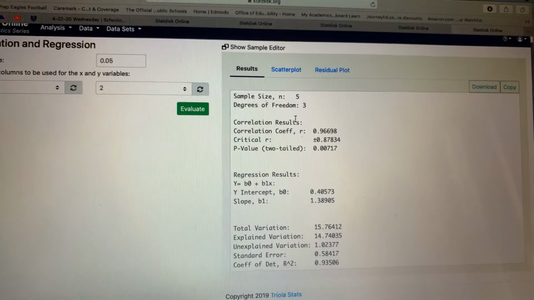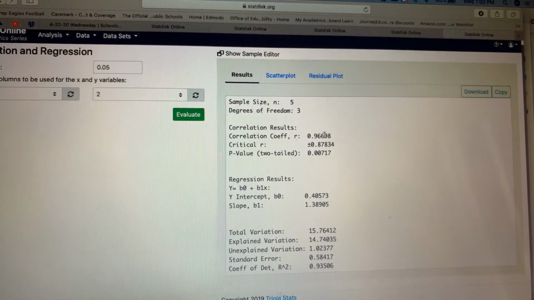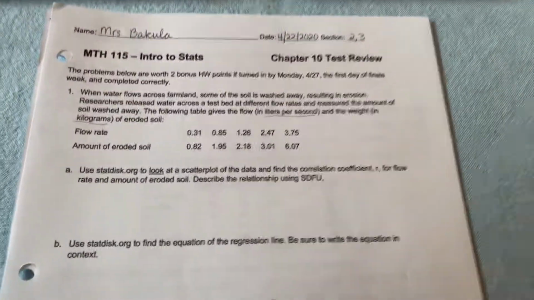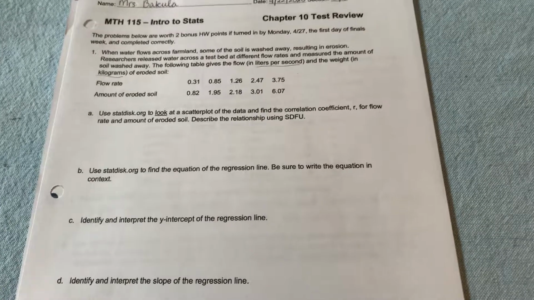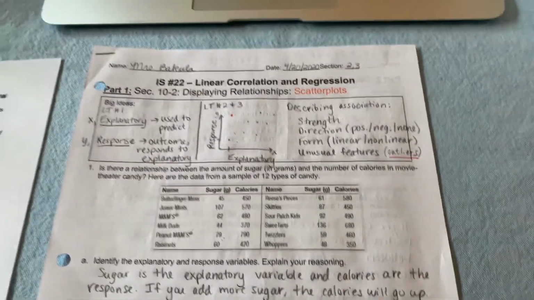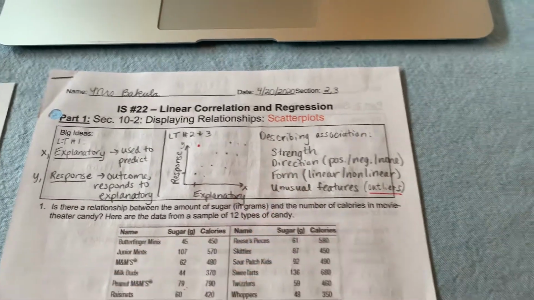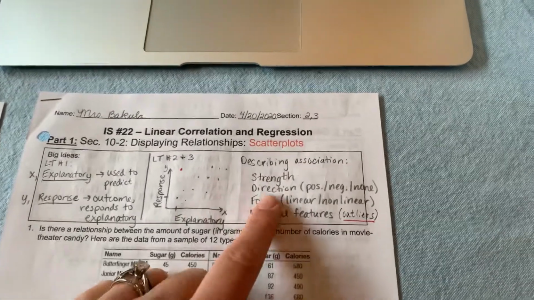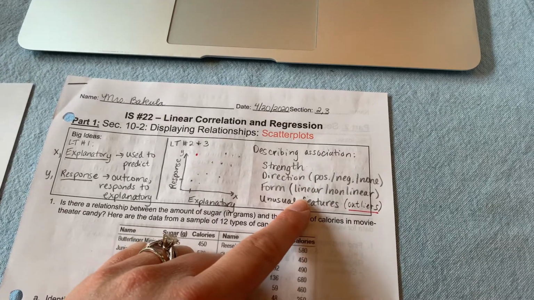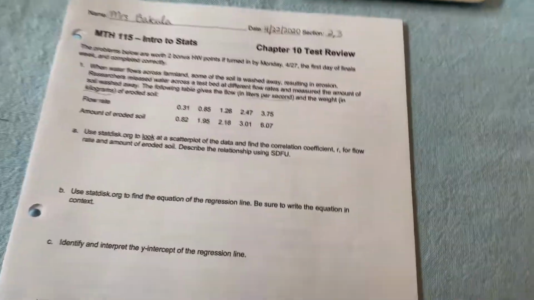Going back to results, I noticed that I also have my regression results on here, but part A just asked for the correlation coefficient R in the scatter plot, so that's all I'm going to worry about right now. Okay, so let's think about how we're supposed to describe the relationship. I've got my IS number 22 notes here, reminding me to describe the association with strength, direction, form, and unusual features. My R value is very close to 1, so it's very strong, positive, linear, and I do not see any clear outliers.